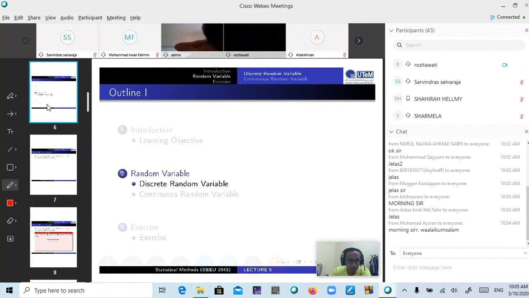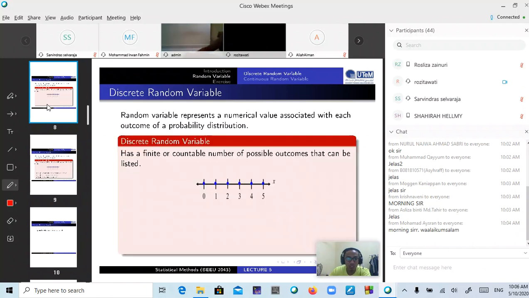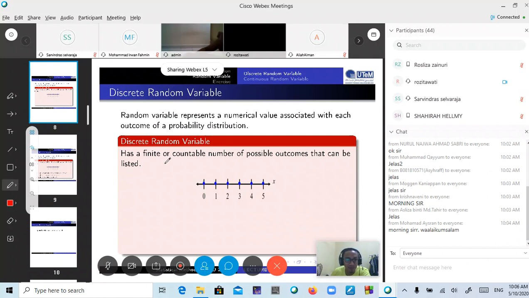So let's proceed to the first one. What is a discrete random variable? A random variable represents a numerical value associated with each outcome of a probability experiment. A discrete random variable is finite or countable, something you can count. That we call discrete, meaning that you have the value of x: 0, 1, 2, 3, 4, 5, and so on. That one we call finite or countable.